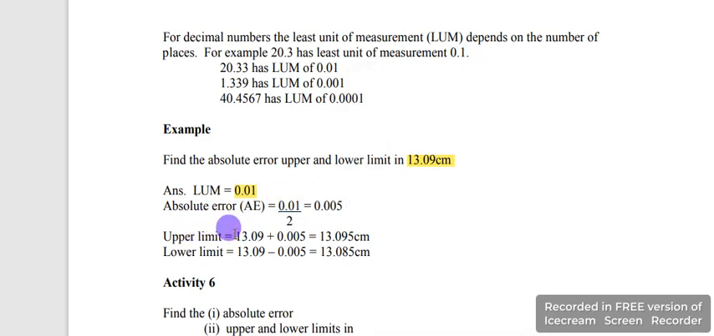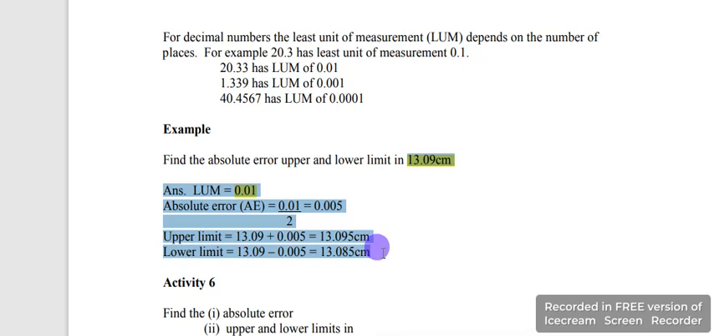Having found that, now we can find the upper limit. The upper limit is found by writing the true measurement, 13.09, plus the absolute error we got. So if we add 13.09 plus 0.005, the answer is 13.095. The lower limit is the true measurement minus the absolute error, which we know is 0.005. So we are going to have 13.09 minus 0.005.